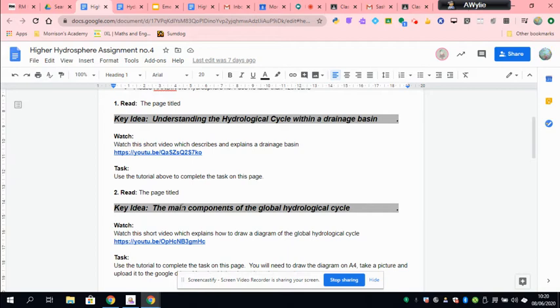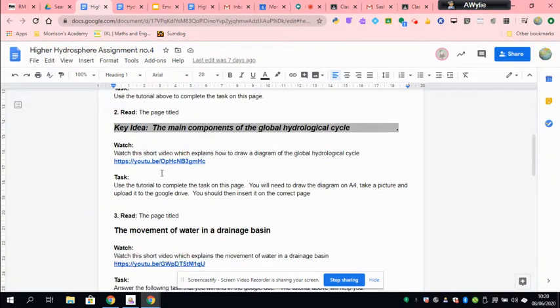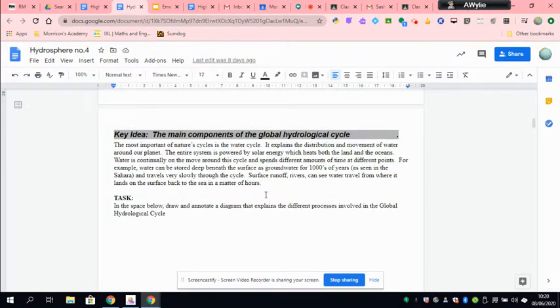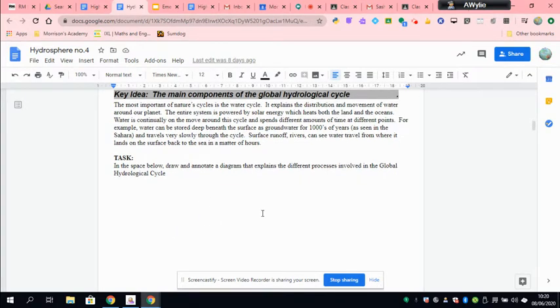Once you've done that, you should read this page here on the main components of the global hydrological cycle. And then watch this tutorial here, which will talk you through what the hydrological cycle actually is. Now, let me just have a little look at that. You're being asked to read this here, hydrological cycle. You're then being asked to draw a diagram, which you will see how that diagram is drawn in the tutorial. And you then should add key annotations to that diagram that help explain what the diagram is showing. Once you've done that, that should be uploaded to the Google Drive, and then you should copy it across into this space here. And it will be marked out of 8.